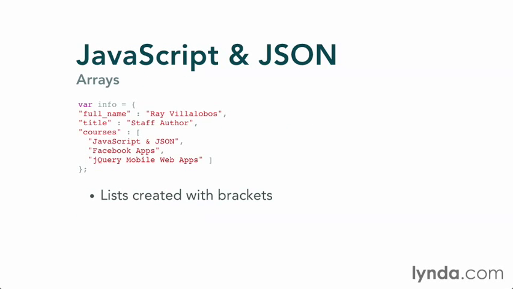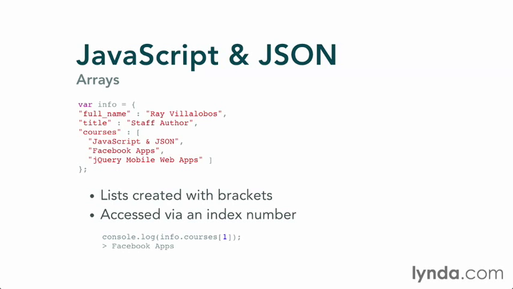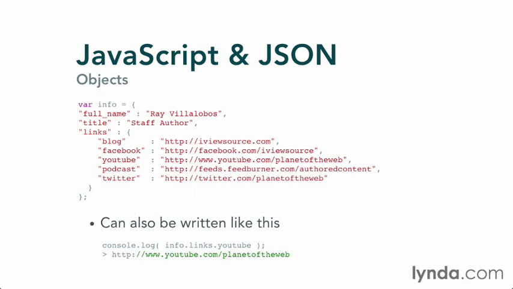Objects can also contain lists, which are array-like elements that you can create with brackets. Here we have a list of courses. The items are separated with commas, and again, there's no comma at the end of the list. In this form, you can access these elements with array-like calls using an index number. Remember that arrays in JavaScript, like in many other languages, are zero-indexed. So to get to the second element of the array, you would use info.courses, and then in brackets the value 1.